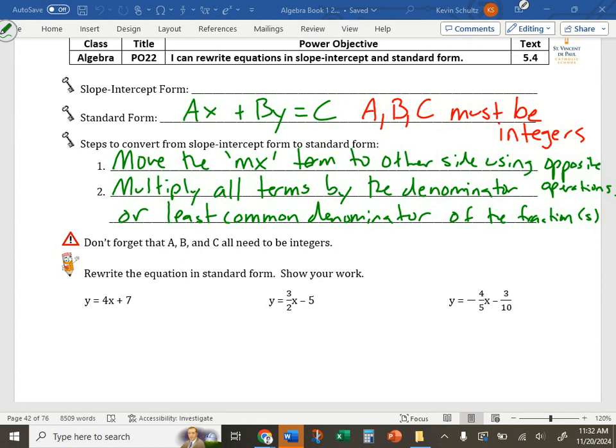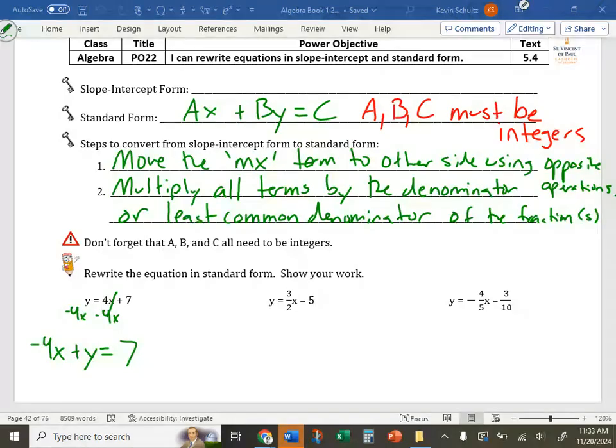Okay? So, let's do the first one. Y equals 4x plus 7. Step 1. Move the mx term to the other side using opposite operation. So since this is positive over here, how am I going to move it to the other side? Subtract it. Opposite operation. Minus 4x, minus 4x. And I can't combine the x and the y term, because they're different variables. They're separate in standard form anyway. The x term does come first. So this would be negative 4x plus y, because y is positive. So plus y equals, what's left on the other side? 7. And we're done.